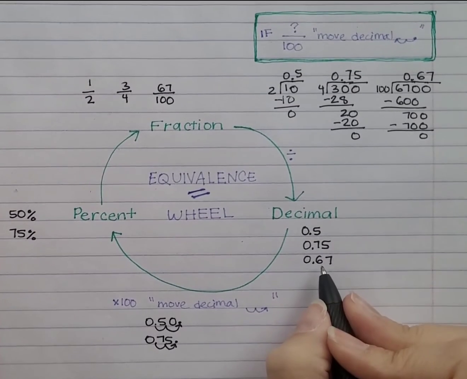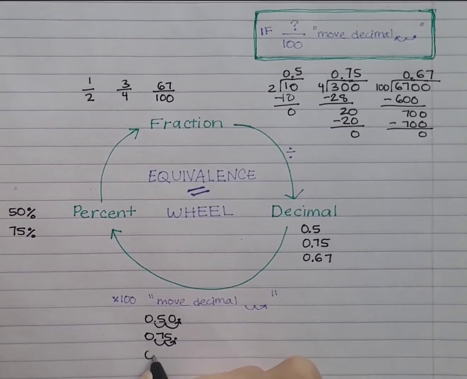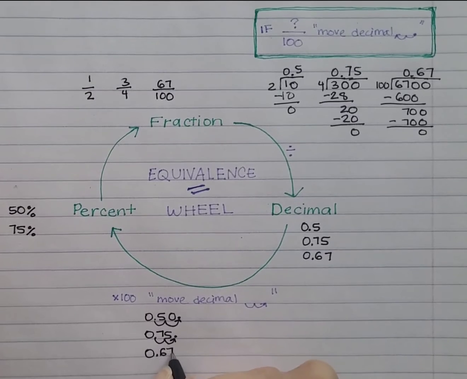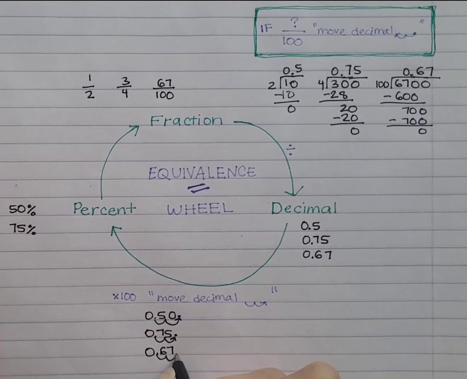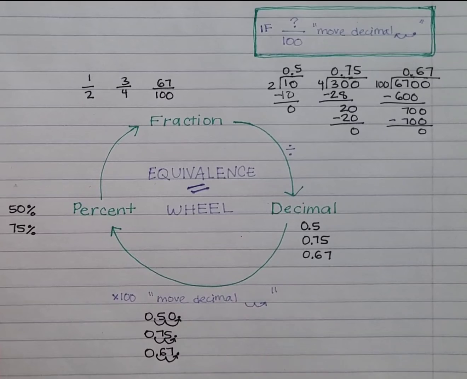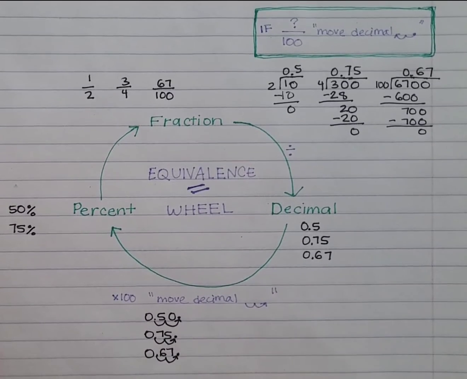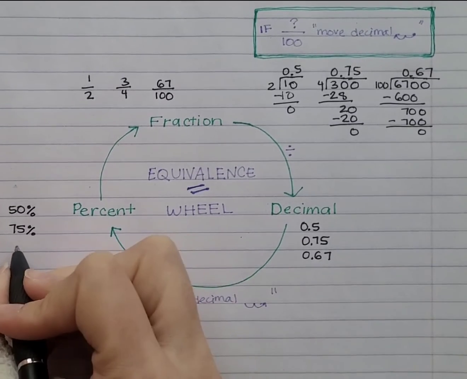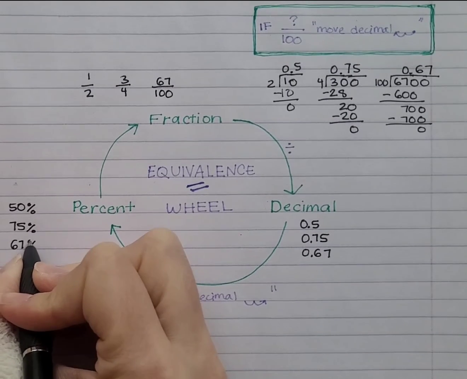Okay, now to change our decimal to a percent, we can take this decimal, move it over 2 spots, and drop the decimal, and we get 67 percent.